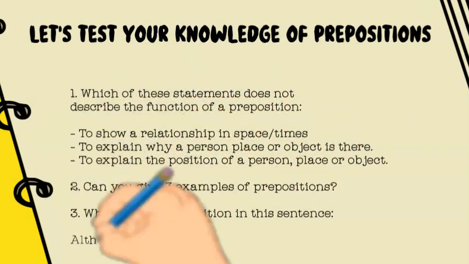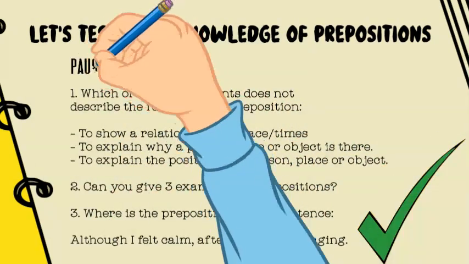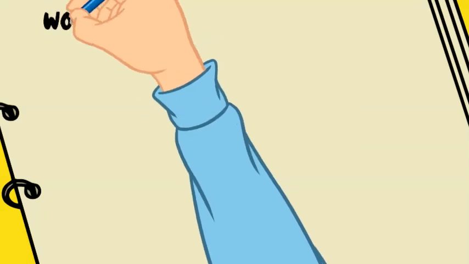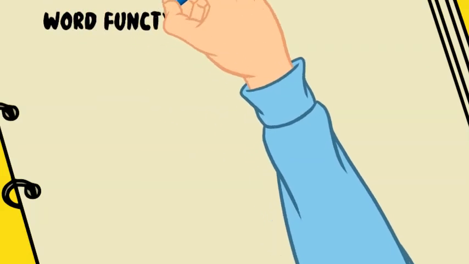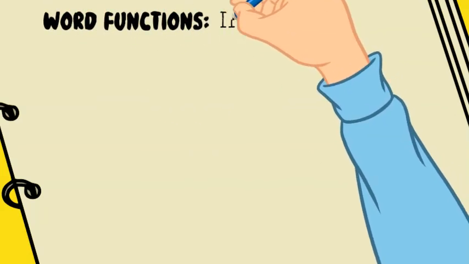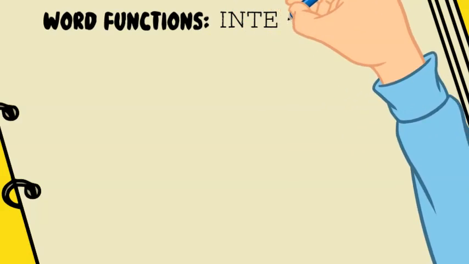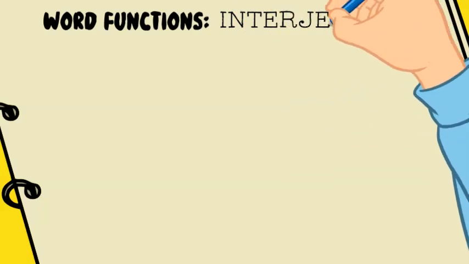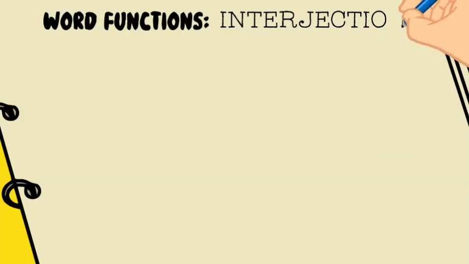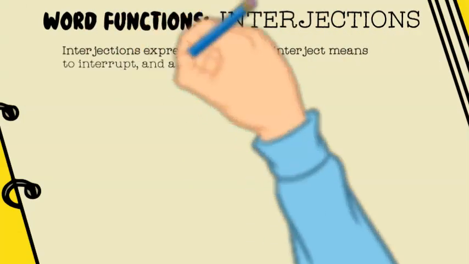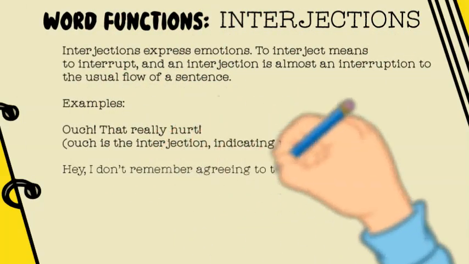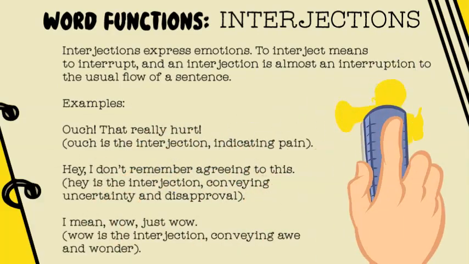And finally, we move on to the last of our 8 main parts of speech, interjections. An interjection expresses an emotion, and it does exactly what it says. It interjects, so it interrupts the normal flow of a sentence. An example would be "Ouch, that really hurt," ouch being the interjection, and that's indicating pain.